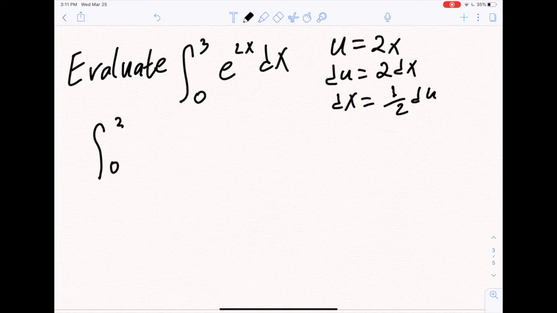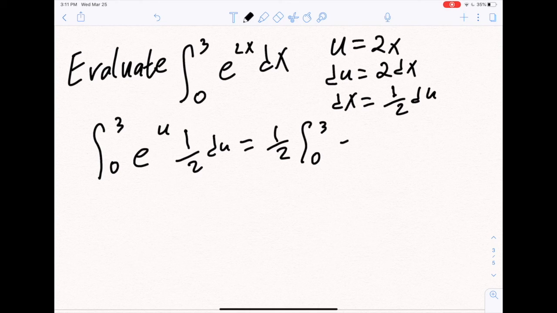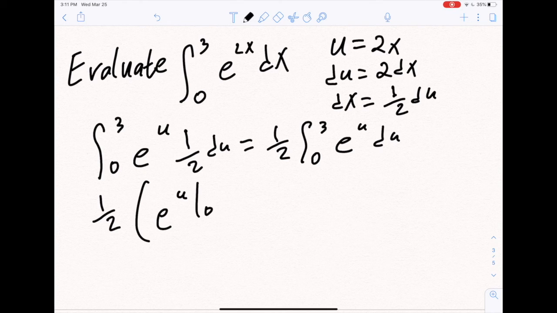And we end up with the integral from 0 to 3 of e to the u times 1/2 du, which is 1/2 the integral from 0 to 3 of e to the u du. So we get 1/2 times e to the u, evaluated from 0 to 3. Now, one thing to be careful of here is u is not going from 0 to 3. x is going from 0 to 3. So let's rewrite everything in terms of x before we actually do the solving. We have to do that.